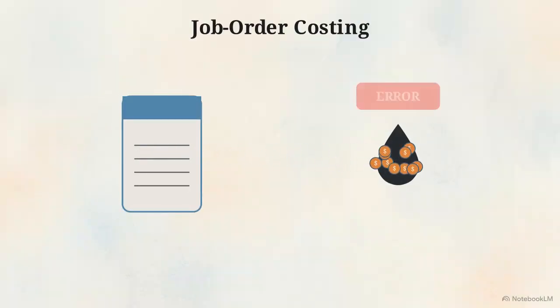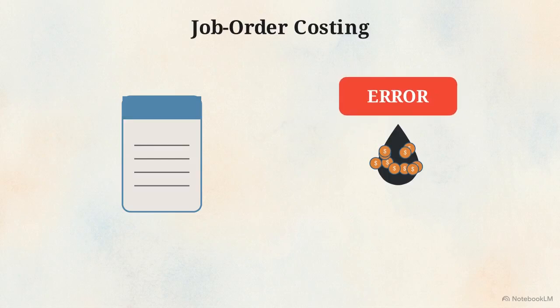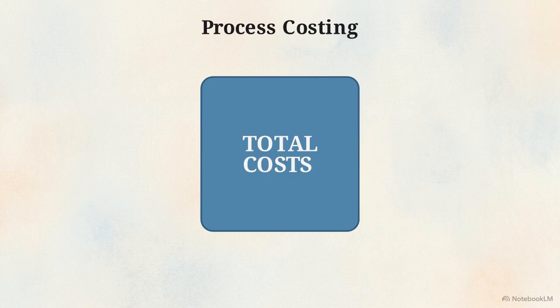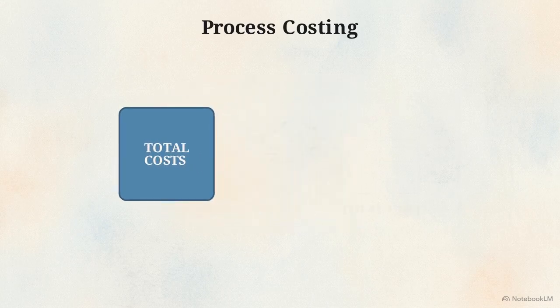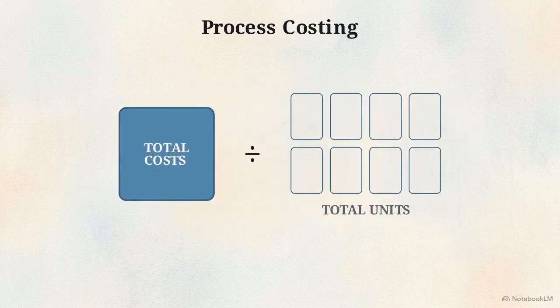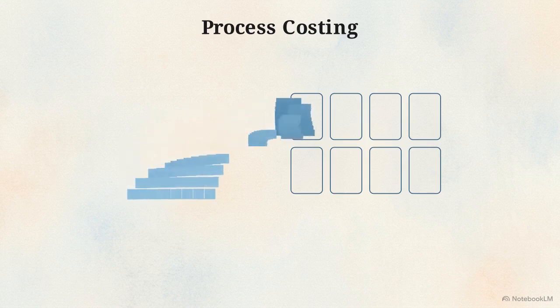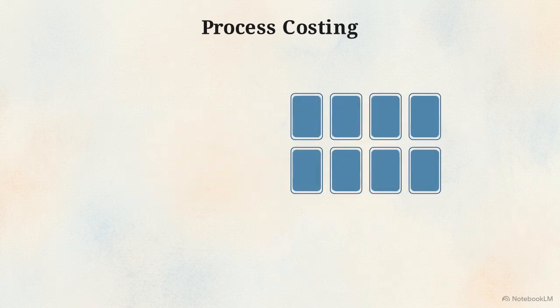It is physically impossible and economically absurd to assign exact pennies of labor or overhead to a single inch of thread or one specific drop of refined oil. To solve this, accountants use process costing. Instead of trying to track individual items, this system takes the total costs of production and averages them out over a specific time frame, assigning those averages to the goods produced.